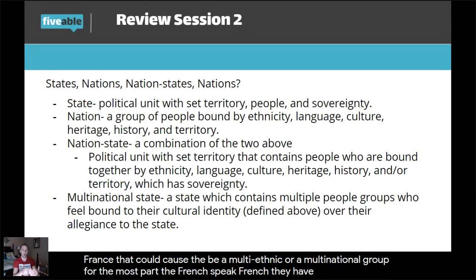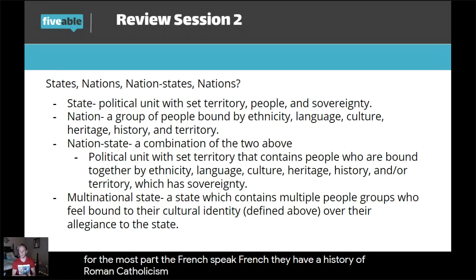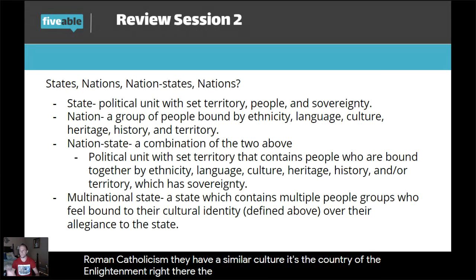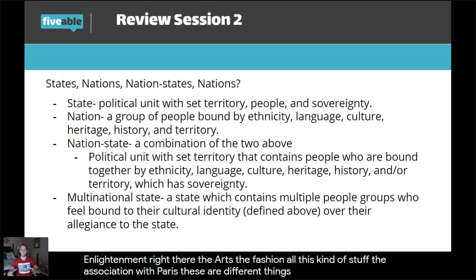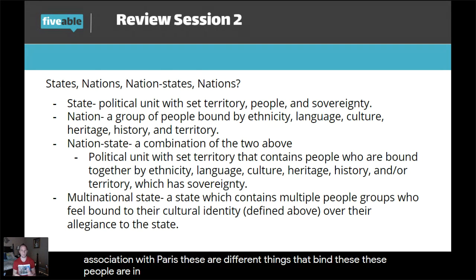They have a history of Roman Catholicism. They have a similar culture. It's the country of the Enlightenment, right? The arts, the fashion, all this kind of stuff, the association with Paris. These are different things that bind these people in France together as a nation.